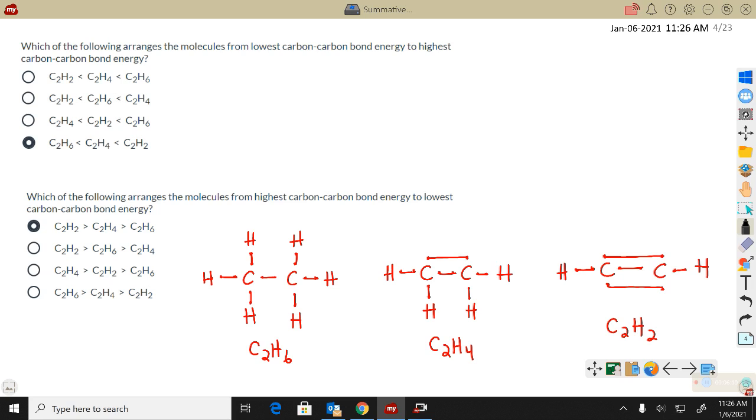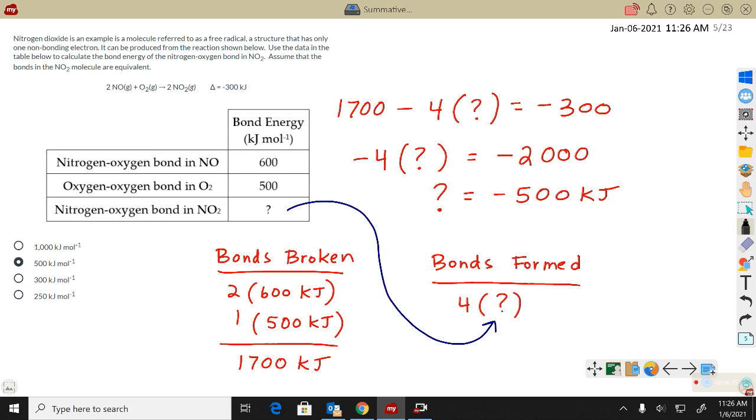The first question wanted us to arrange the molecules from lowest carbon-carbon bond energy to highest. So then I'm going to go single bond up to the triple bond. And the second version of the question was just the opposite, going from highest bond energy to lowest. So then I would start with the triple and I would move down to the single. But again, sketching them probably would help, so I know what kind of bonds are present.